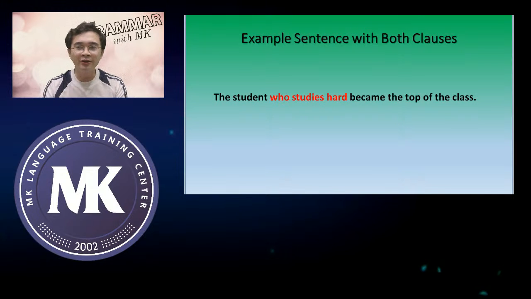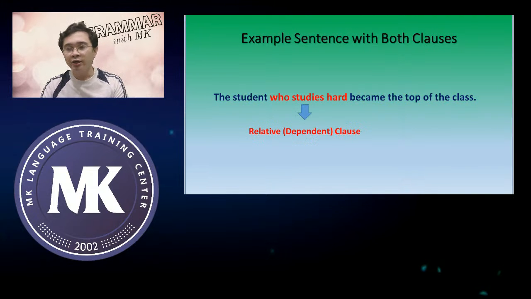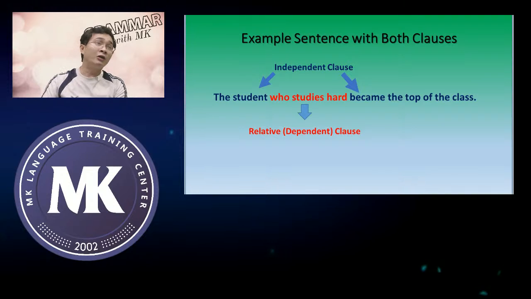Okay, here the red italicized words, we call that the relative clause. Remember, it has a subject and it can also have a verb. But remember, it cannot stand alone and it has no complete meaning. The words who studies hard have no complete meaning actually. That's why we call it a dependent clause, because it depends on the main clause or independent clause. So that's why we call this a relative or dependent clause. And here we have the word student, and then the student became the top of the class.